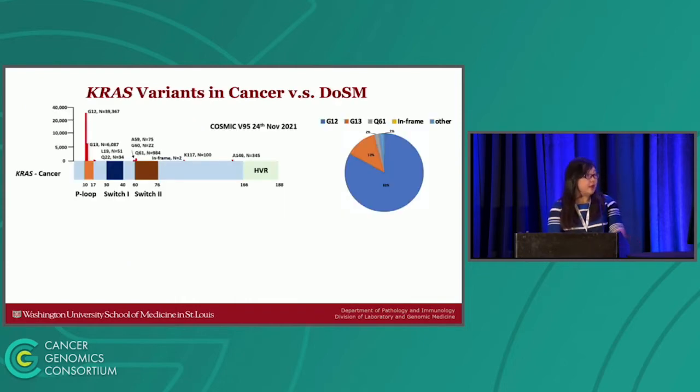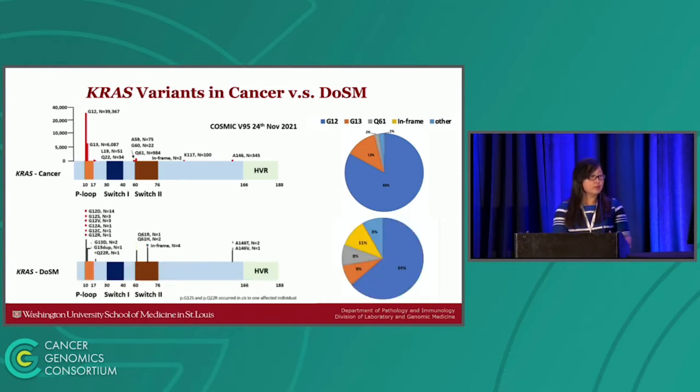Here we show the variant distribution of KRAS in the cancer setting based on the COSMIC database, and critical functional domains are indicated with different colors. As you can see, glycine 12 and glycine 13 variants account for more than 95% of all the variants, and almost all of them are missense variants, and indels are extremely rare. Only 2 cases among the tens of thousands of cases on COSMIC have been shown to be indels.